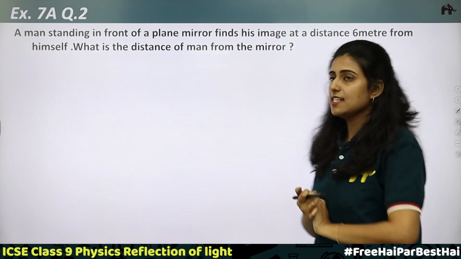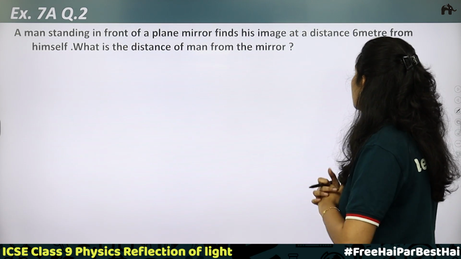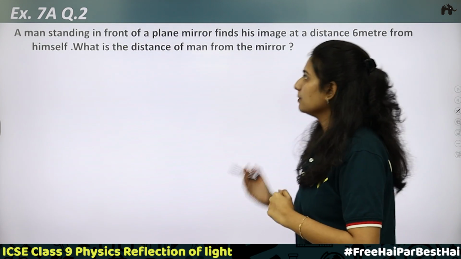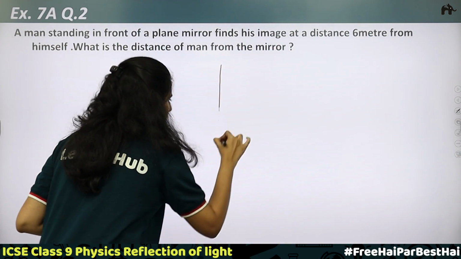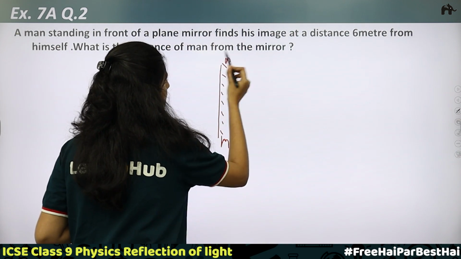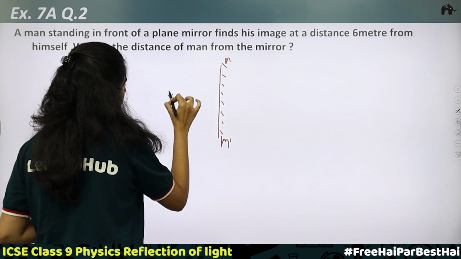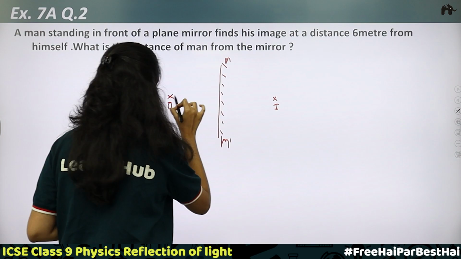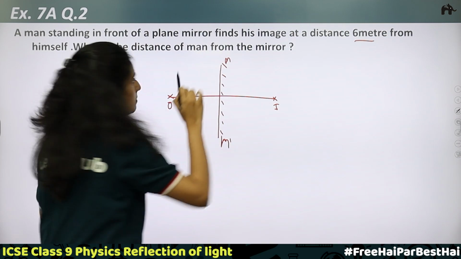Question number 2 of exercise 7A. A man standing in front of a plane mirror finds his image at a distance 6 meters from himself. What is the distance of the man from the mirror? Consider a plane mirror M dash. So let's see, here the man is the object, and here the image is. What is given? He finds his image at a distance 6 meters from himself.